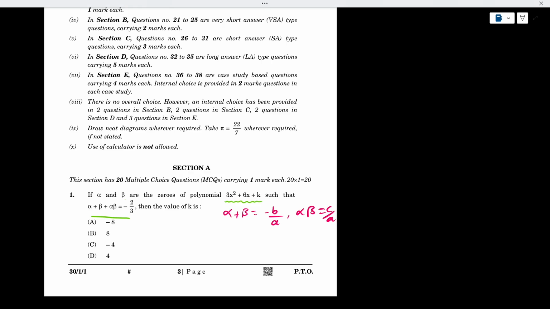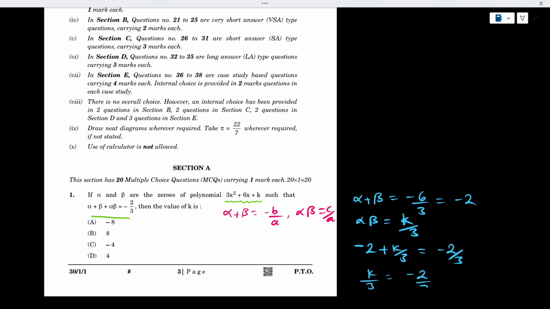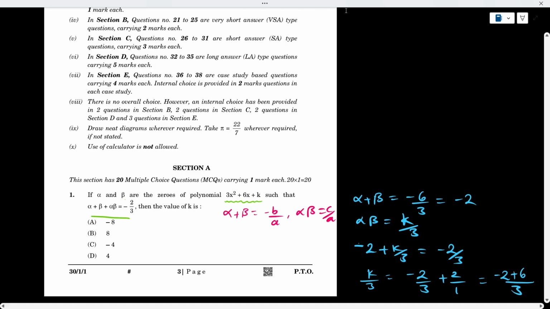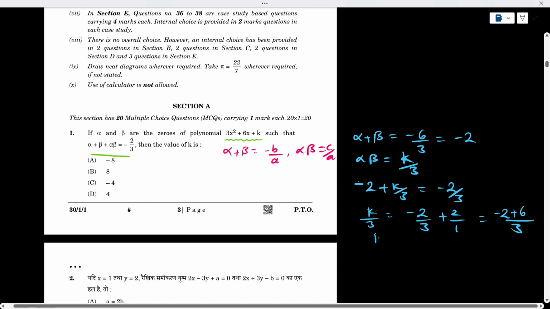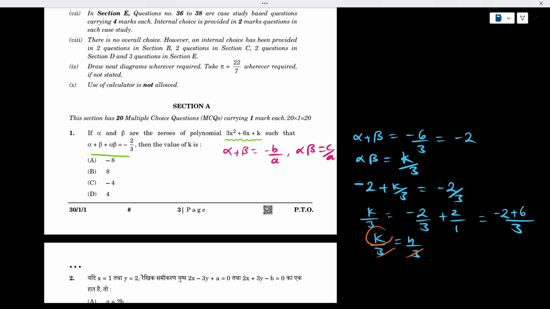B is 6. So alpha plus beta is minus 6 by 3, which is minus 2, and alpha beta is c by a, so that is going to be k by 3. Now substitute in the equation: alpha plus beta, which is minus 2, plus k by 3 is equal to minus 2 by 3, right? You need to be careful with the sign. Don't make any mistake with the sign. Plus 2, get the LCM, it will be minus 2 plus 6 by 3, and you get k by 3 is equal to 4 by 3. From both sides you can cancel 3 and 3, so the value of k is 4.